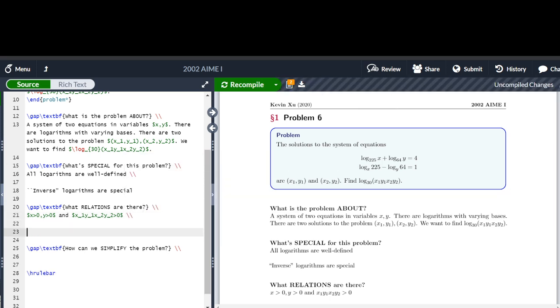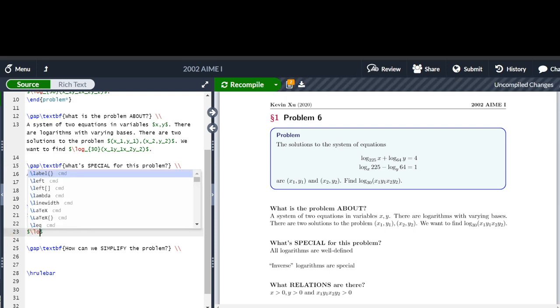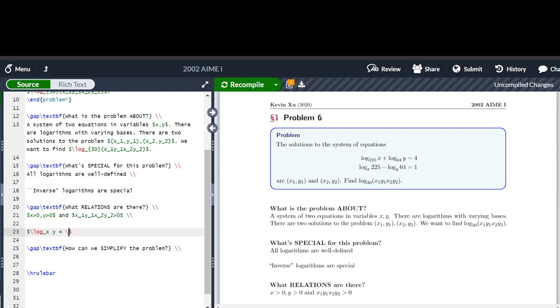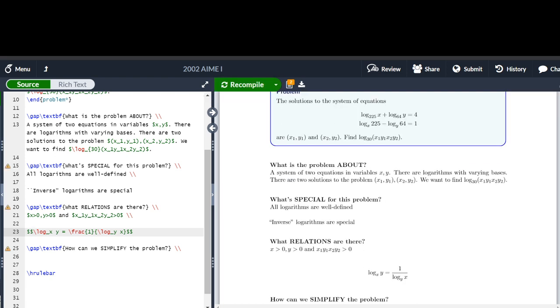In our inverse logarithms, there's actually a property of logarithms that follows. Basically, if we have x and y, the logarithm base x of y is their reciprocal, or 1 over the logarithm base y of x. So this is a helpful relation because it helps us establish a relation between the two equations. And having said that, we can now simplify the question.